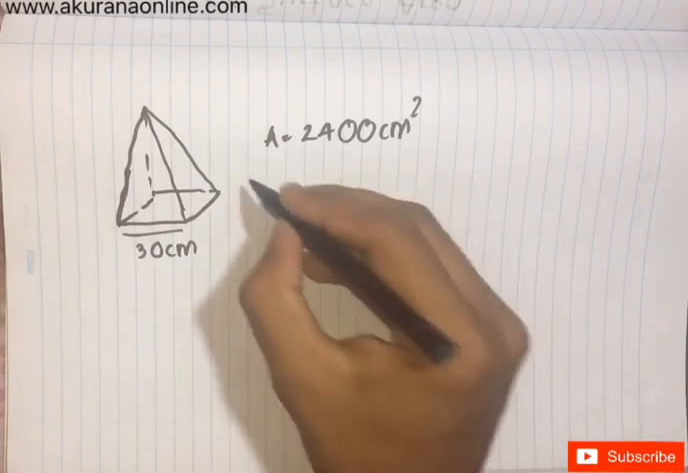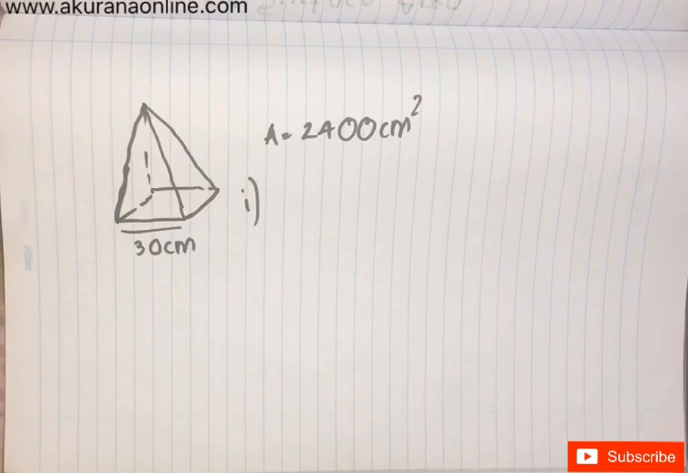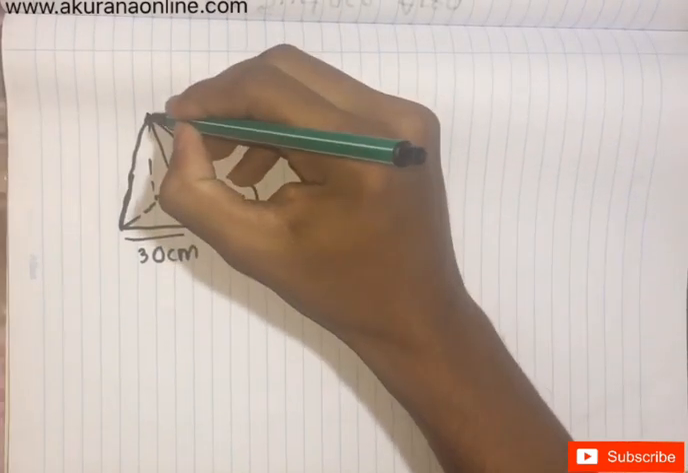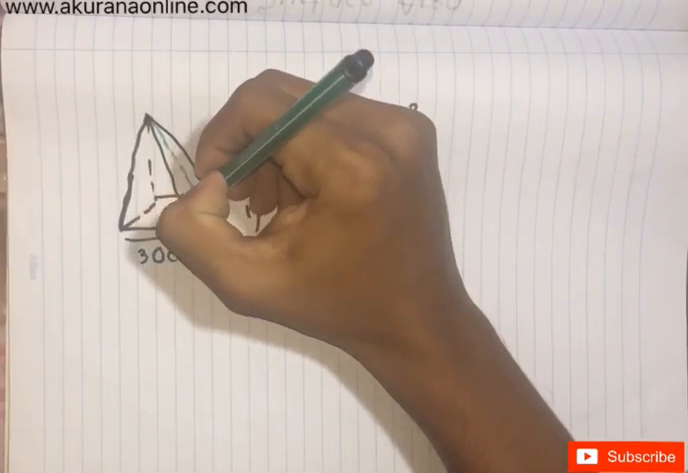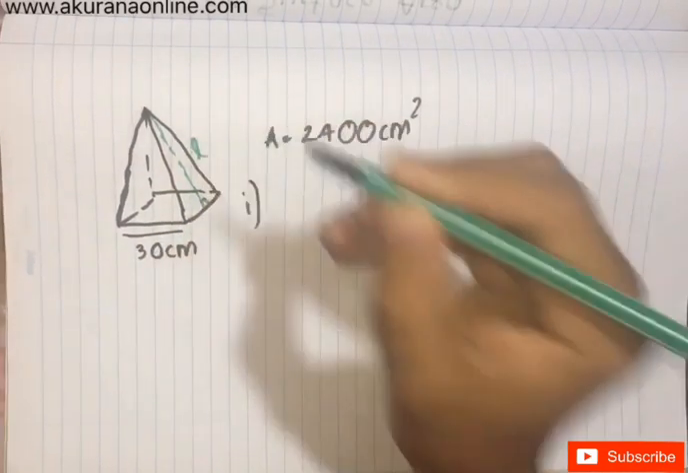Now first, you have to find out the perpendicular distance from the apex to the side of the base, and the second one, the height of the pyramid. How do you find the Roman number 1? The perpendicular distance from the apex to the side of the base. The apex is the top part, and from here to the side of the base. That means you are going to find L.